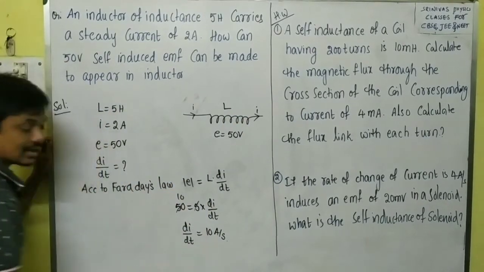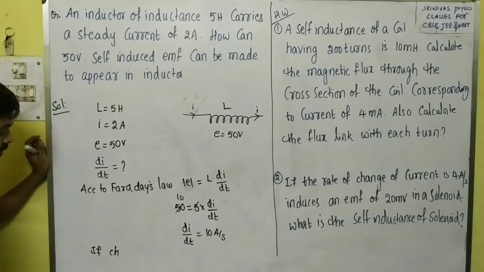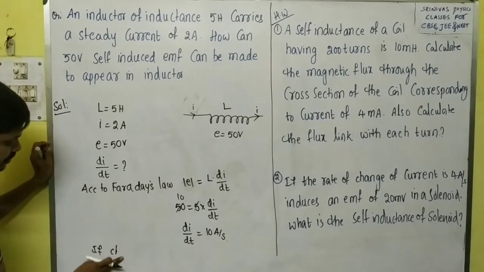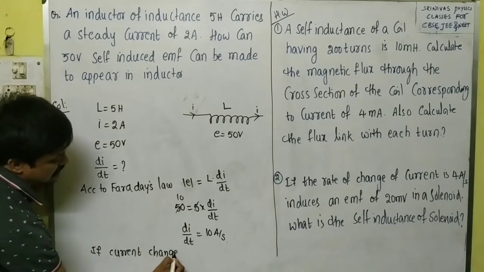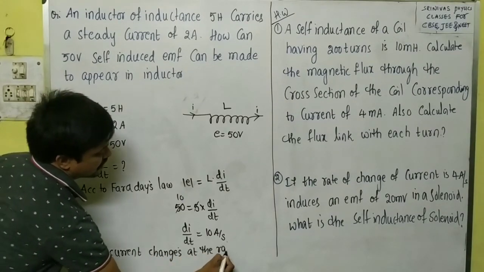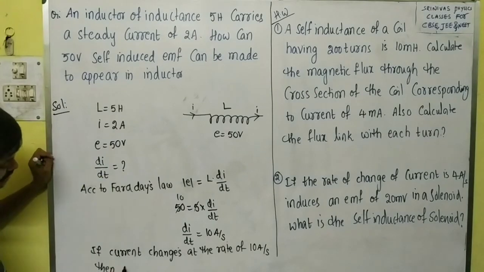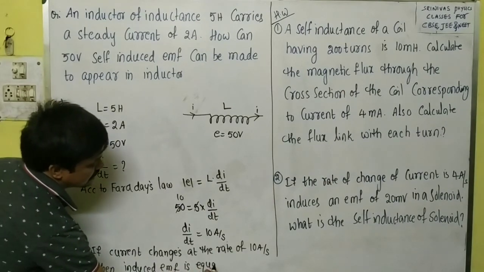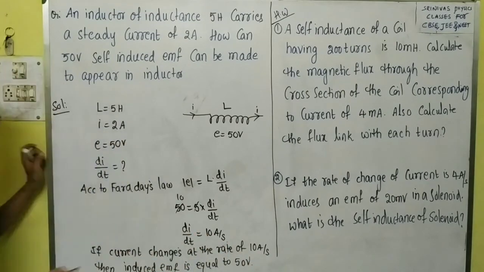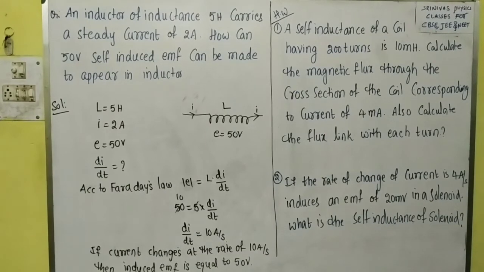If the current changes at the rate of 10 ampere per second, then the induced EMF is equal to 50 volt, right? In order to generate 50 volt, the current should be changed at the rate of 10 ampere per second. Okay, right. Now let us go for some homework problems.